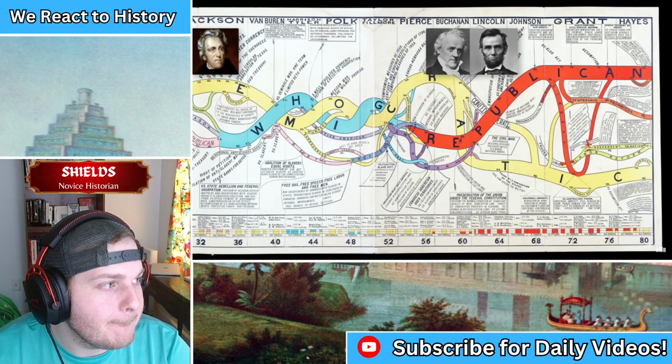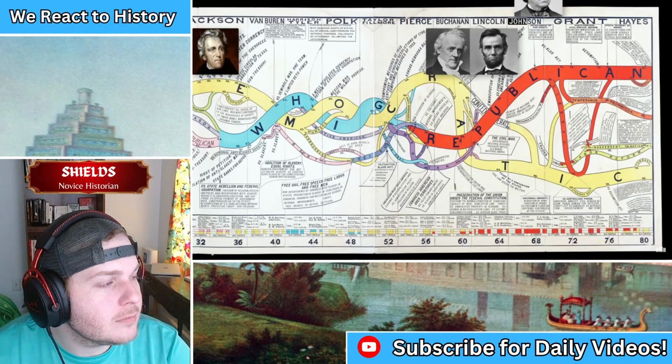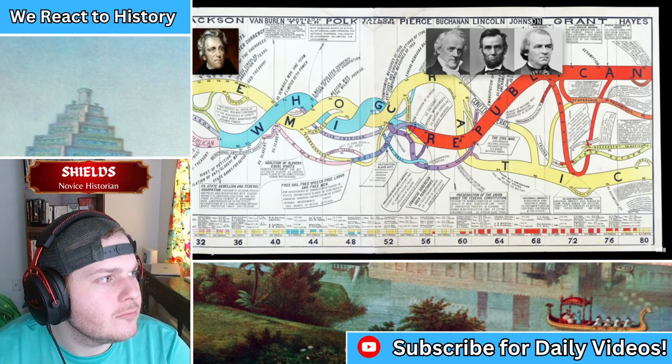From here to the end of this chart, the Republicans remained in power, although technically Johnson was a Democrat, even though he was elected alongside Lincoln as part of the National Union ticket.